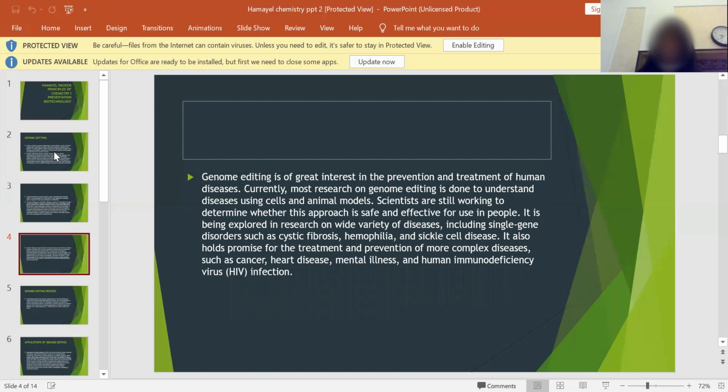The other point is that genome editing is of great interest in the prevention and treatment of human diseases. Currently, most research on genome editing is done to understand diseases using cells and animal models. Scientists are still working to determine whether this approach is safe and effective for use in people. It is being explored in research on a wide variety of diseases, including single gene disorders such as cystic fibrosis, hemophilia, and sickle cell disease. It also holds promise for the treatment and prevention of more complex diseases, such as cancer, heart disease, mental illness, and human immunodeficiency virus, HIV infection.